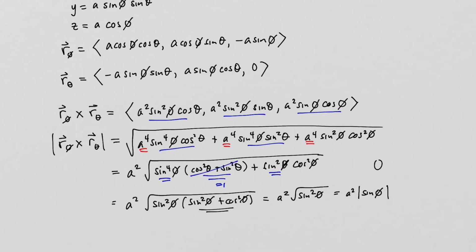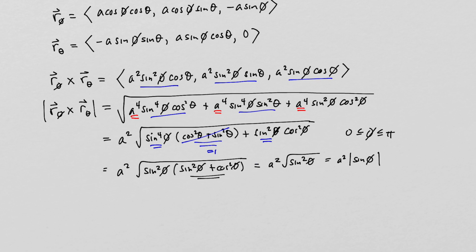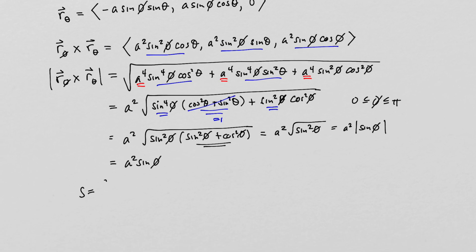But we know that phi is going to be in between 0 and pi, and sine of phi is positive already on that domain. And so this is equal to a squared sine of phi. So now to get the surface area, we just need to take the double integral of this cross product, d phi d theta, and then we have to know our limits. So let's remember that theta ranges from 0 to 2 pi, and phi ranges from 0 to pi.